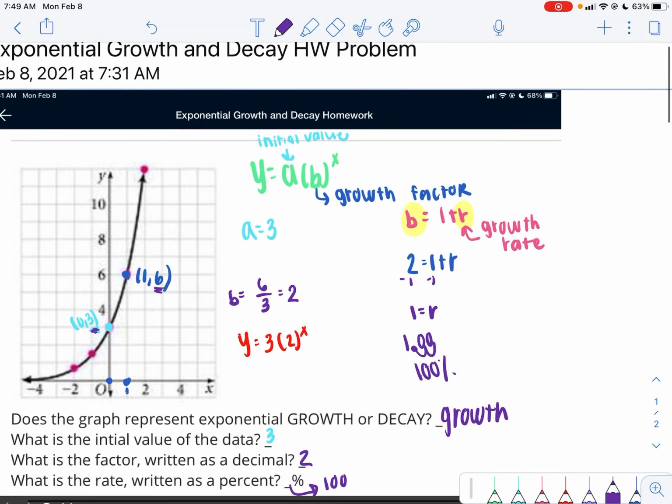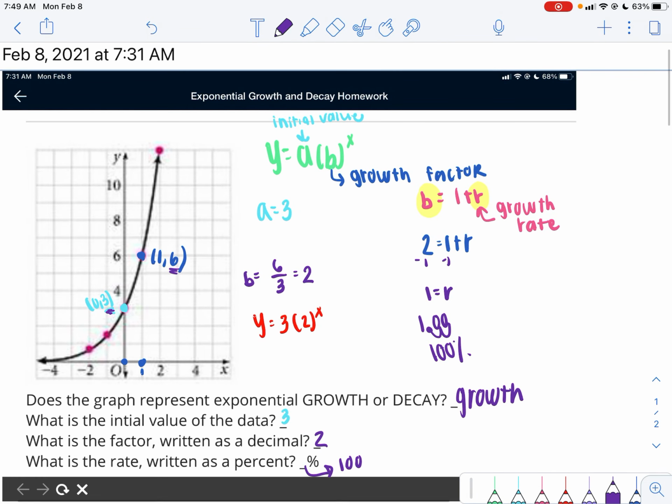Whenever you are wanting to find all of this information, make sure you first find if it's a growth or decay, since a decay factor has a different equation. Okay, ask your teacher if you have any questions.